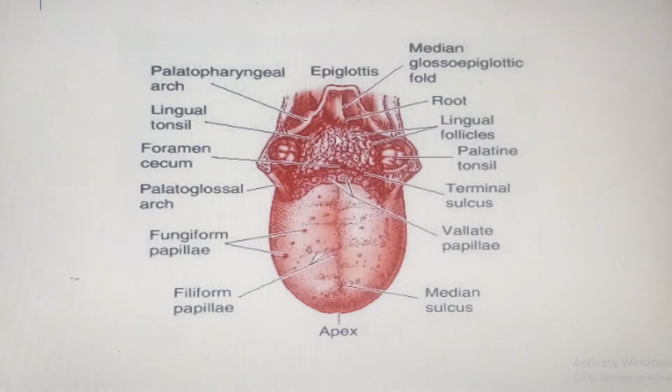So what I'm trying to show you is that if I look at the posterior 1/3 of the tongue, that is where the root of the tongue is, and over there, there's a median fold, which we call the median glossoepiglottic fold. Then even lateral to that one, we have two lateral glossoepiglottic folds. In between the median and lateral glossoepiglottic folds, we have what we call the valleculae.